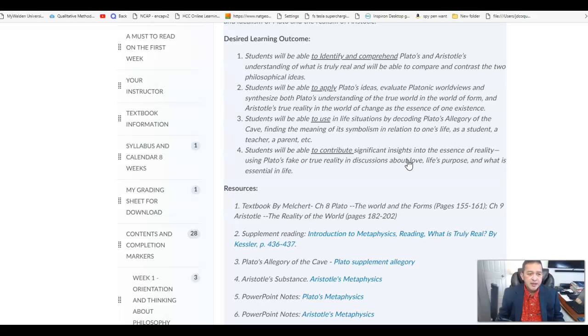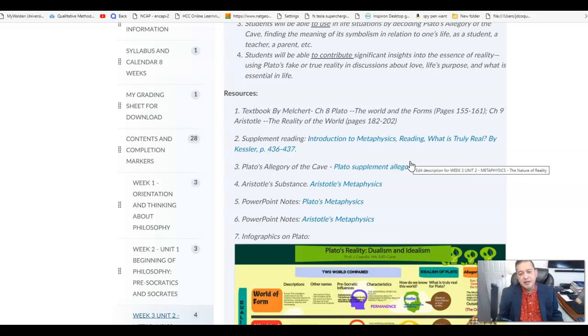Okay, so let's look at these materials that we have. So we have our resources. Now, you may have a textbook by Melchert, and this textbook has chapter 8, and you can see Plato there, pages 155 to 161. And if you want to develop Aristotle, it will be in chapter 9, the reality of the world, the true nature of the world. So pages 182 to 202.